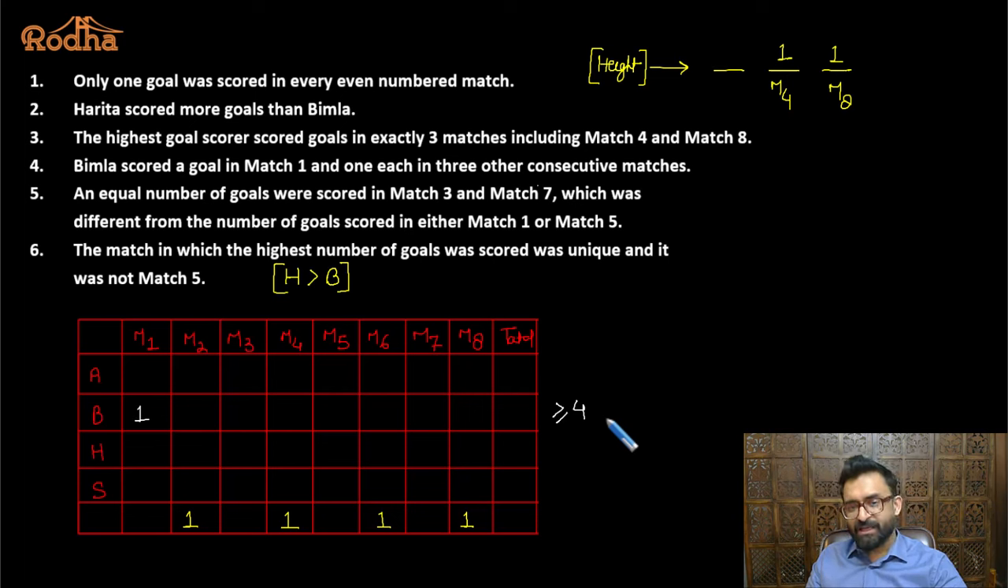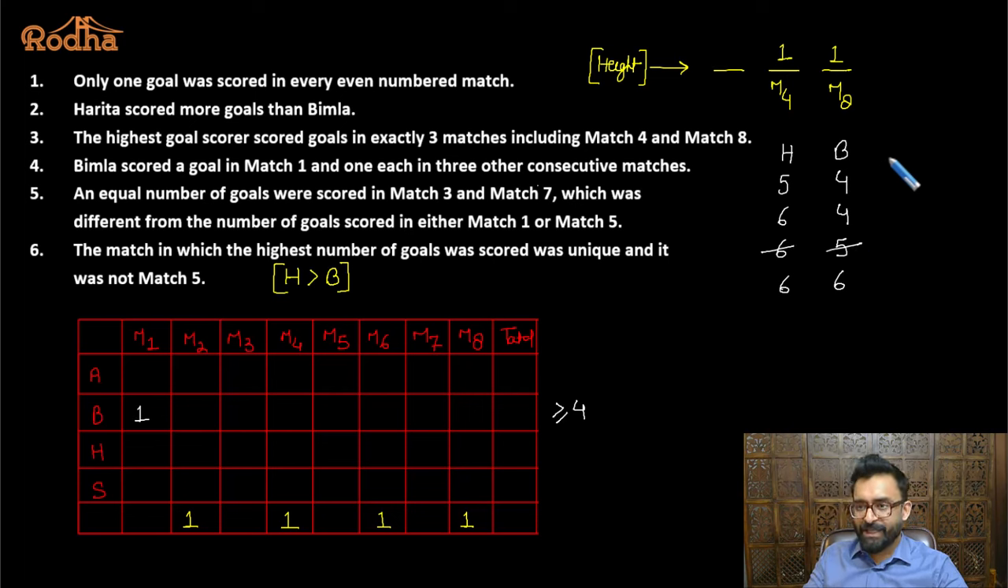Bimla is that person, and Harita might have scored 5 goals or 6 goals. Let's make cases out of it. Let's say Bimla is scoring 4 goals exactly. Harita will score 5 goals. Or Bimla scores 4 goals and Harita scores 6 goals. That is a possibility. Bimla scores 5 goals, Harita scores 6 goals. Fine. Bimla scores 6 goals, Harita scores 6 goals. These are outrightly cancelled. Why? Because if these two score 11 goals, then the remaining two players will score one goal in total, 0 or 1, in some order, but that is not possible. Everybody scored at least one goal. So this case is out of question, and with the same reason, this case is also out of question.